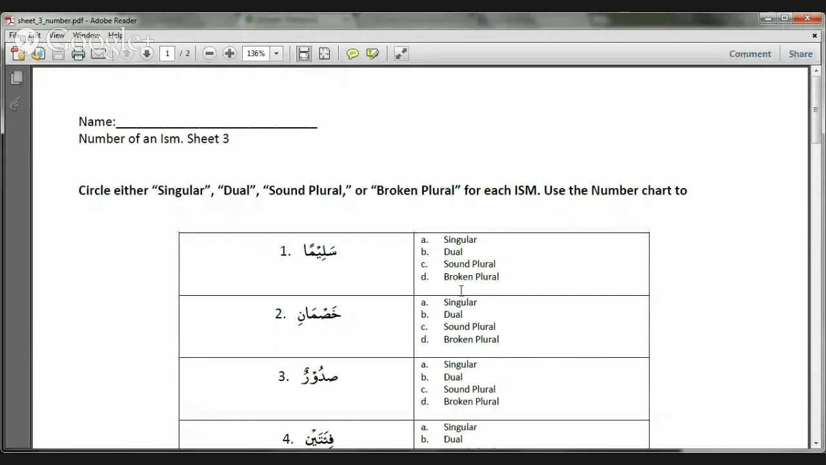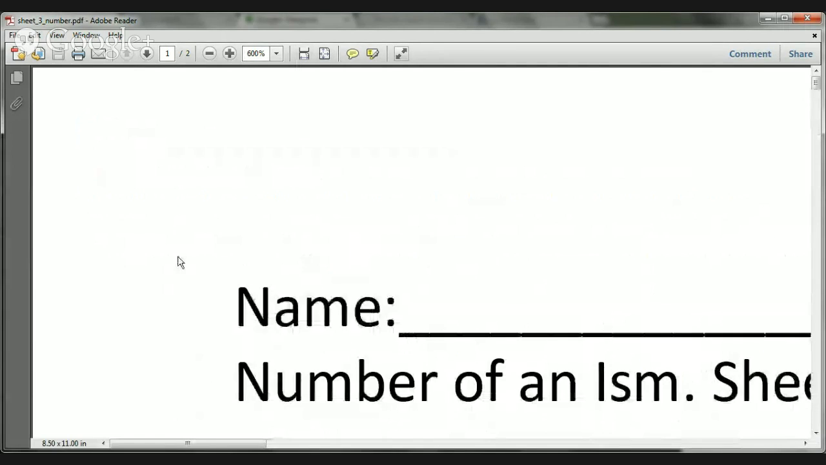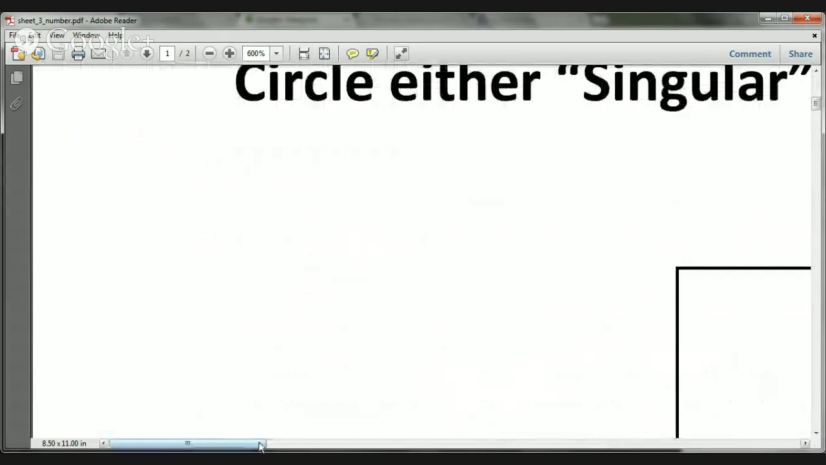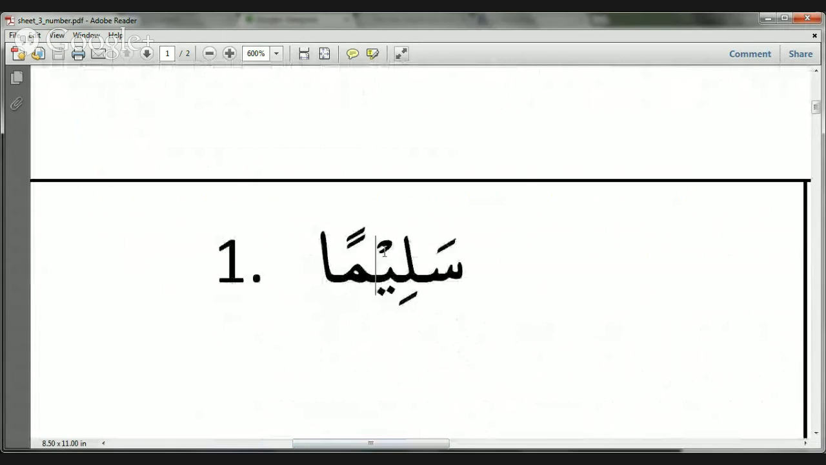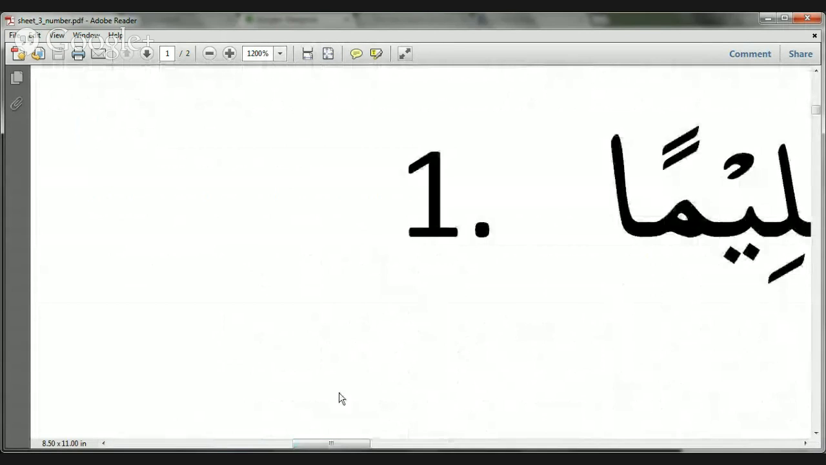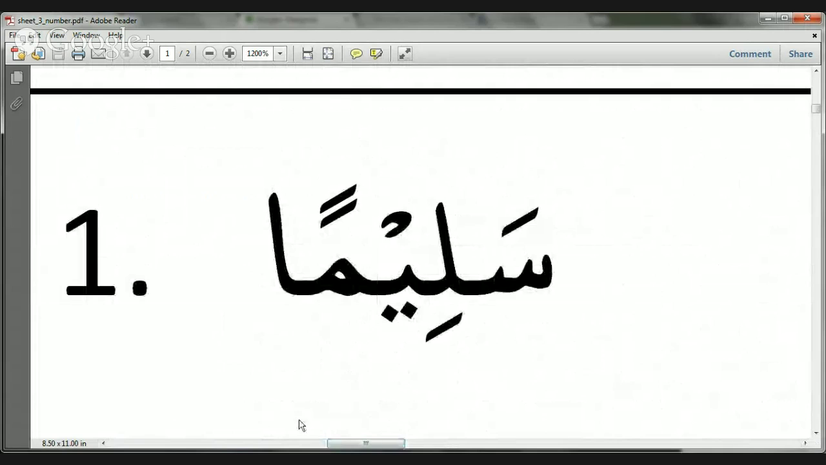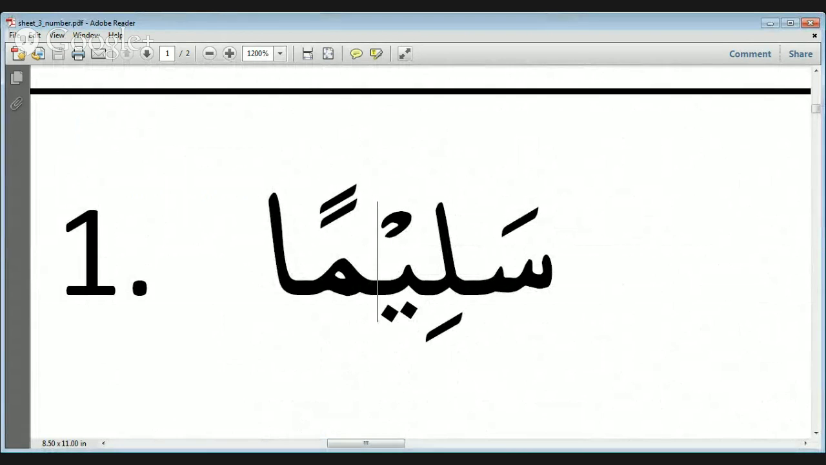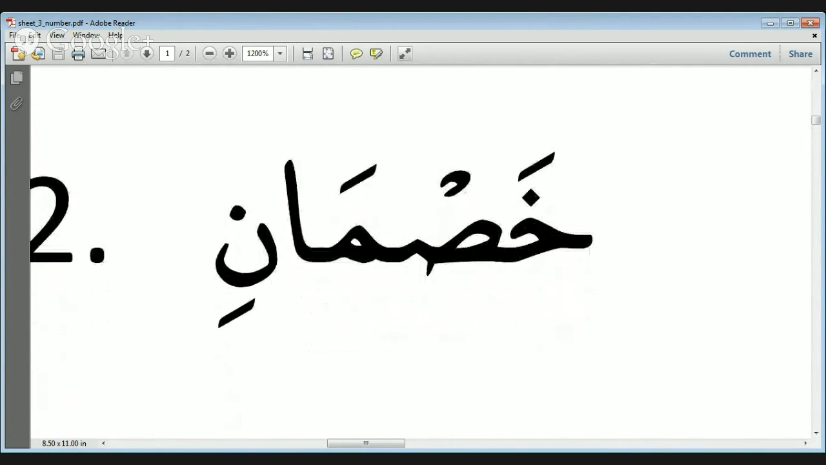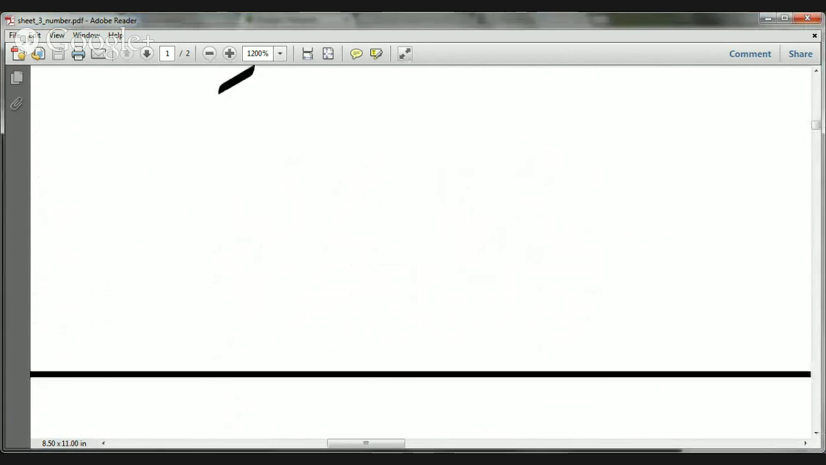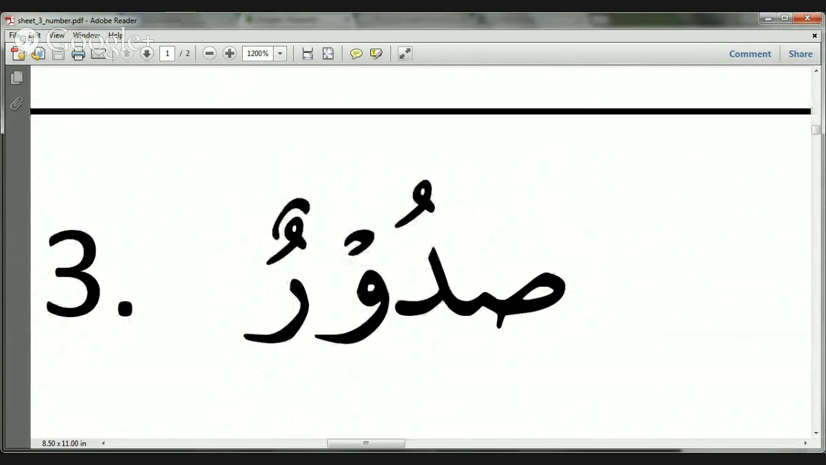Circle either singular, dual, sound, or broken plural. Saliman. Singular. Good. Khasmani. Good. Why? Ani. Good. Sudurun. No, it's a broken plural. Very good.